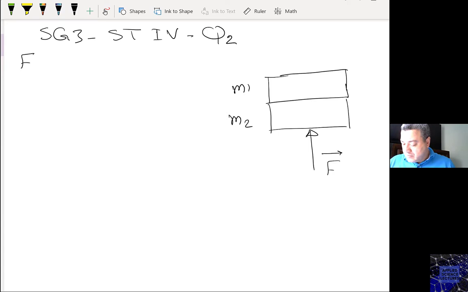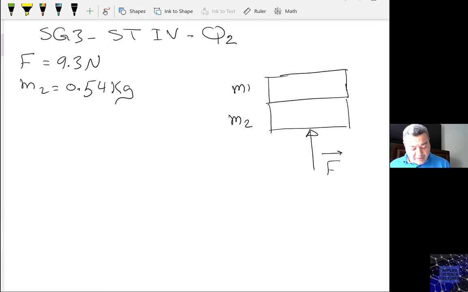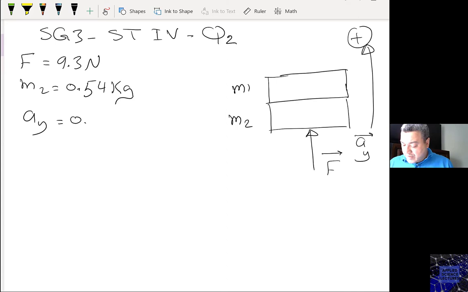equals 9.3 newton. I have M2 equals 2.54 kilograms. The books move together with an acceleration of 0.65 meter per second squared. So they move in this direction with an acceleration. Let me call this AY. So AY is 0.65 meter per second squared vertically upward.